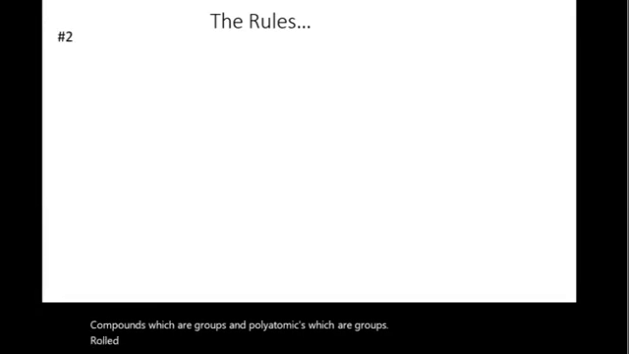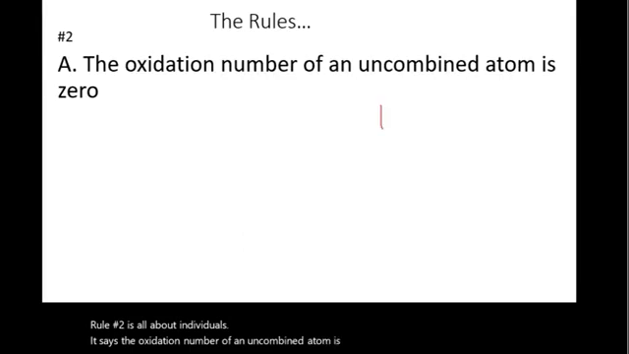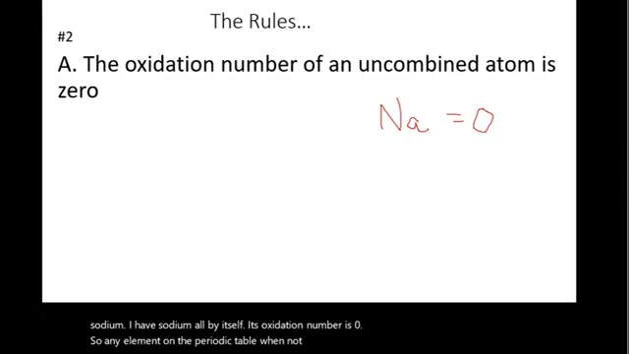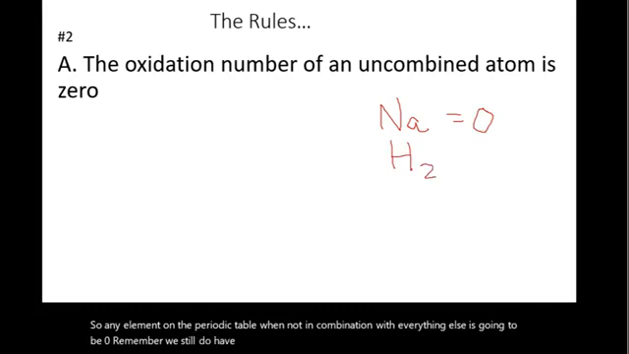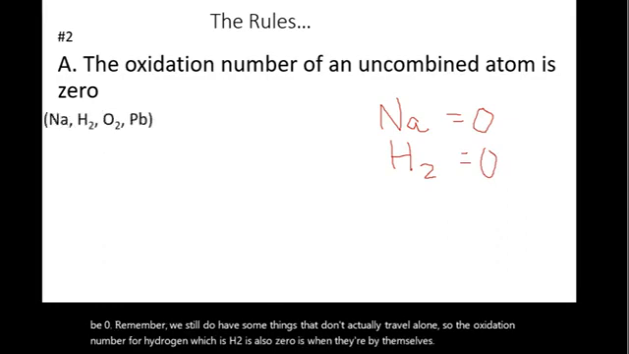Rule number 2 is all about individuals. It says the oxidation number of an uncombined atom is 0. So, I just have myself an atom of sodium. If I have sodium all by itself, its oxidation number is 0. So any element on the periodic table, when not in combination with anything else, is going to be 0. Remember, we still do have some things that don't actually travel alone. So the oxidation number for hydrogen, which is H2, is also 0. So when they're by themselves, they're 0.